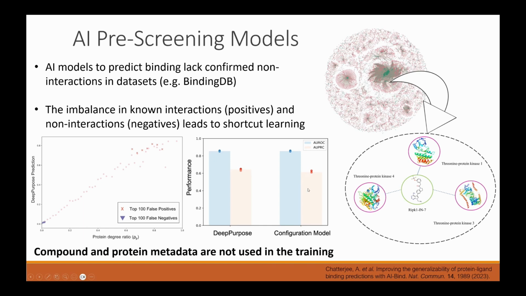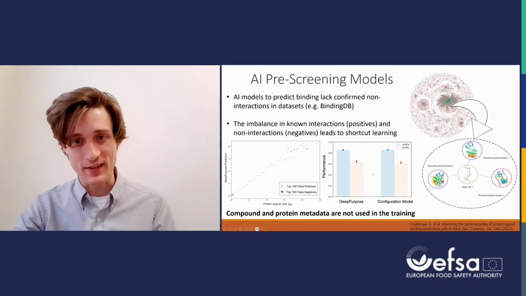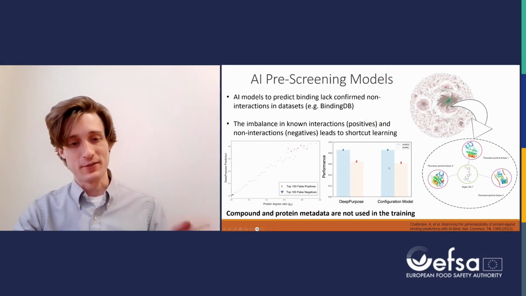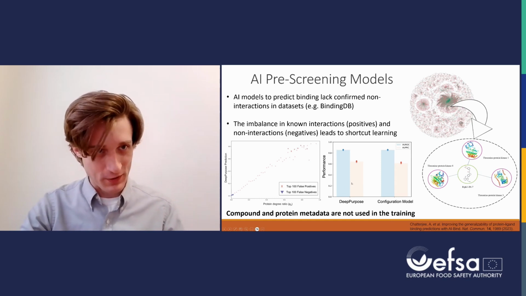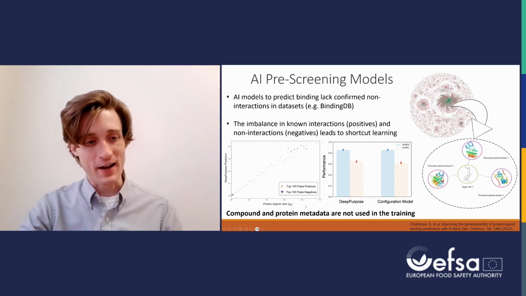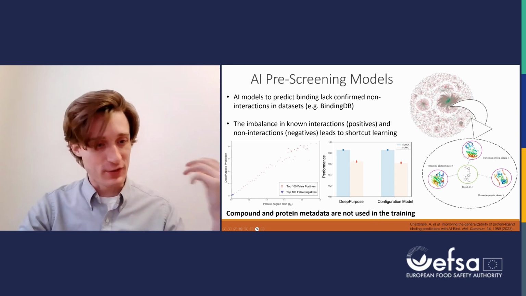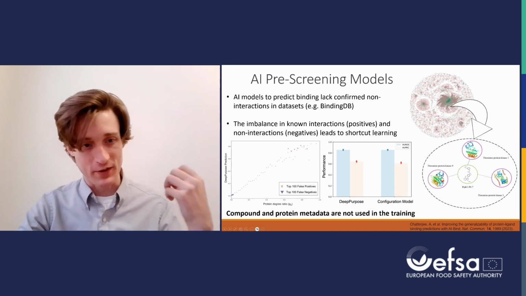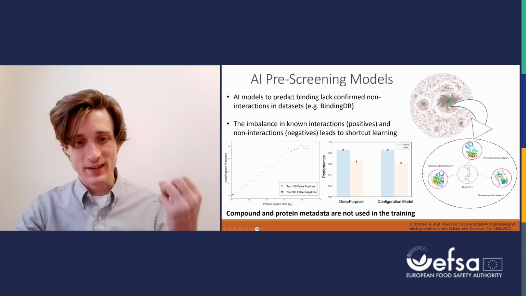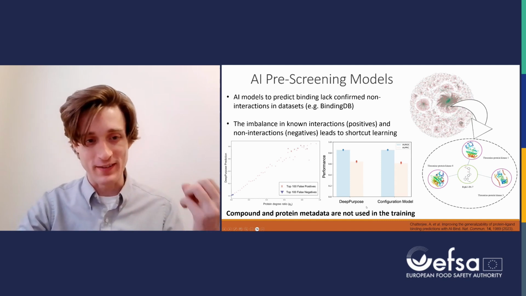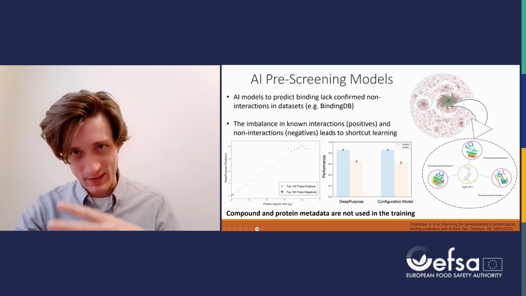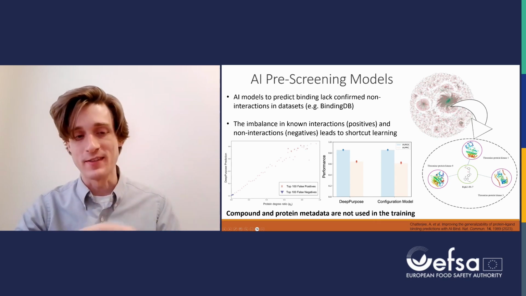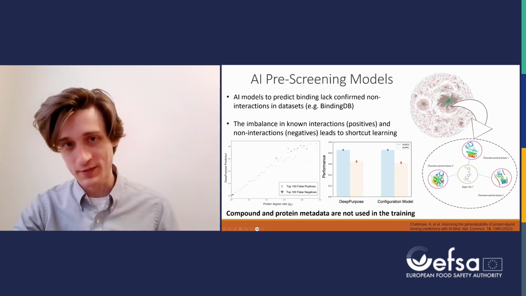And what we see is that if we look at DeepPurpose, the AI model, versus our configuration model, they give similar performances. This suggests to us that the DeepPurpose model, this AI model, is not actually using the compound structure or the protein structure metadata in the training. More so, it's actually learning the connectivity of the proteins and the compounds within the network to make its predictions.